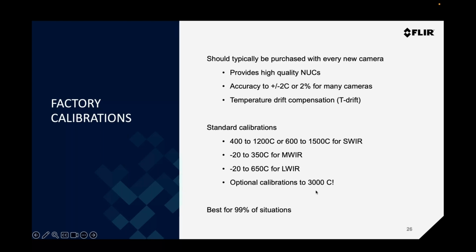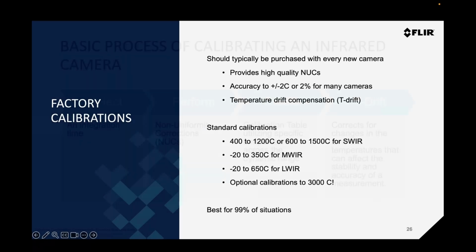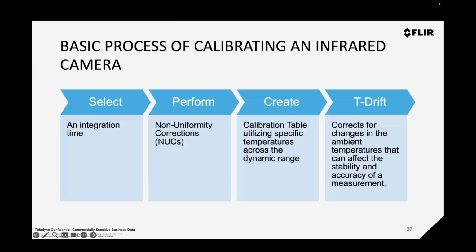And factory calibrations are best for 99% of situations because we can provide high quality non-uniformity corrections. We can provide a high quality calibration with high quality black bodies. And then finally, temperature drift compensation too, which is performed as a part of our proprietary calibration process. So the quick overview of the 4 steps, and then we'll dig into the theory.